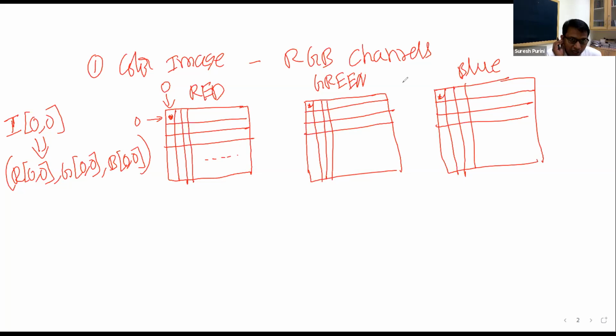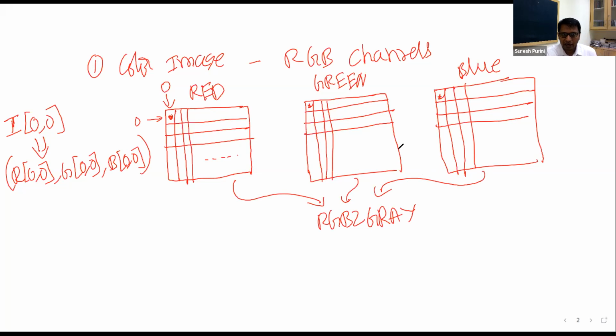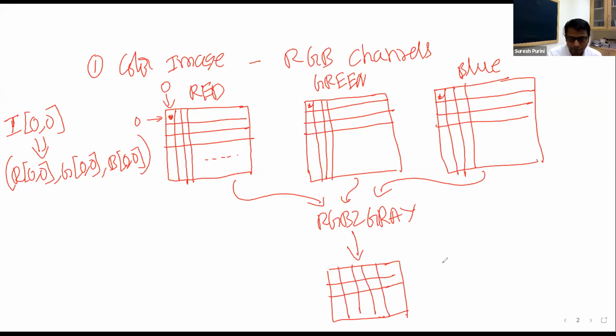So now, in order to convert this RGB image into a grayscale image, we want to write a program, RGB to gray. This RGB to gray program takes these three inputs, the RGB channels, and then it generates one channel or one matrix. This is a grayscale matrix. This is what gets generated, the grayscale image.